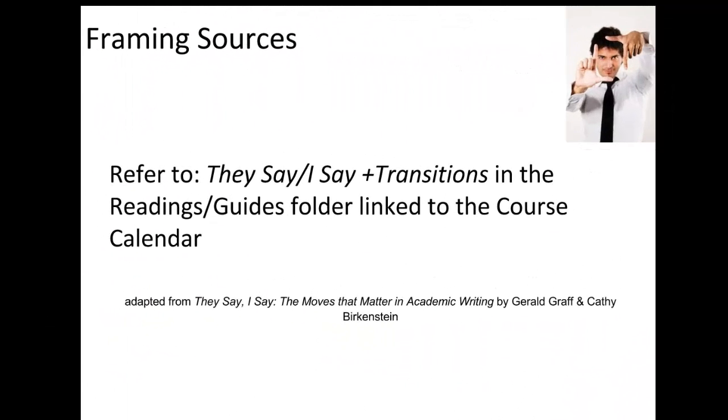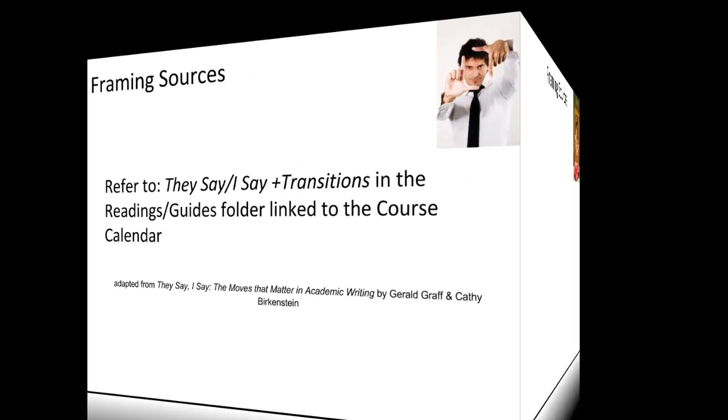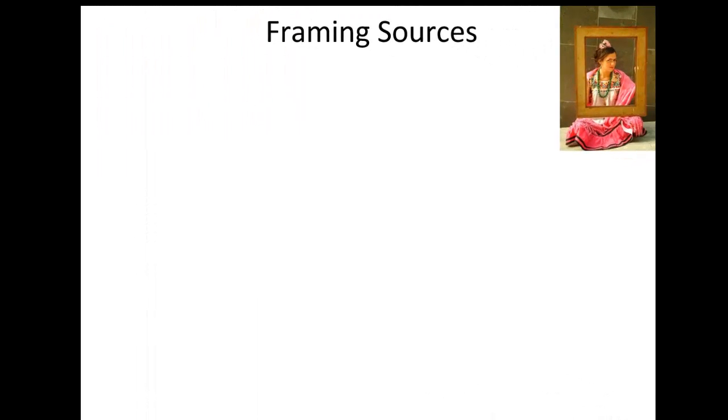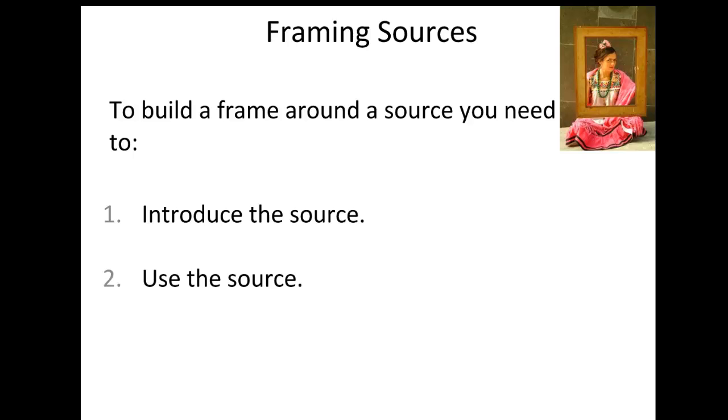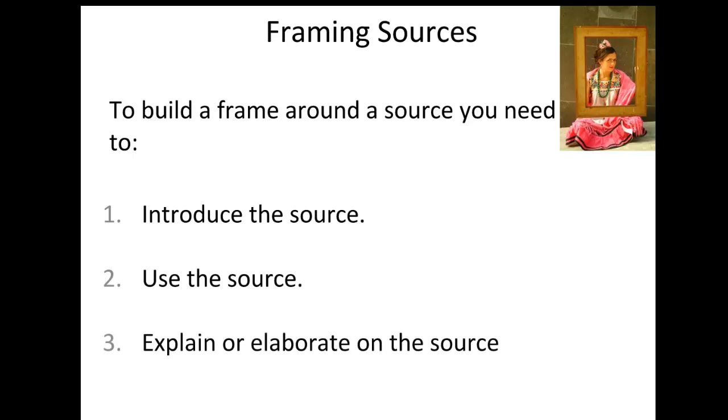The main resource for this technique is the document They Say, I Say, plus transitions, adapted from Graff and Birkenstein. The document's in the Reading and Guides folder that's linked through the course calendar. Framing a source requires 3 steps. Introducing the source, and there are specific ways to do that in academic writing, using the source through quoting or summarizing, and explaining or elaborating on the meaning of the source materials. Let's start with introducing.